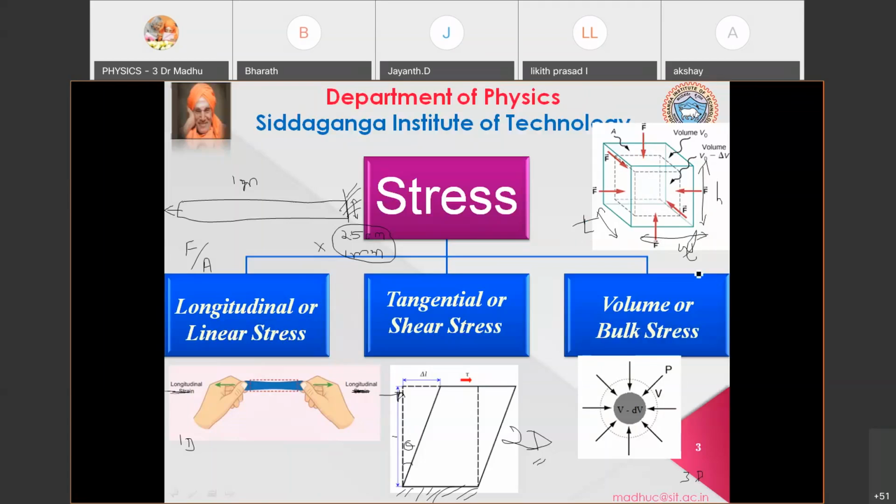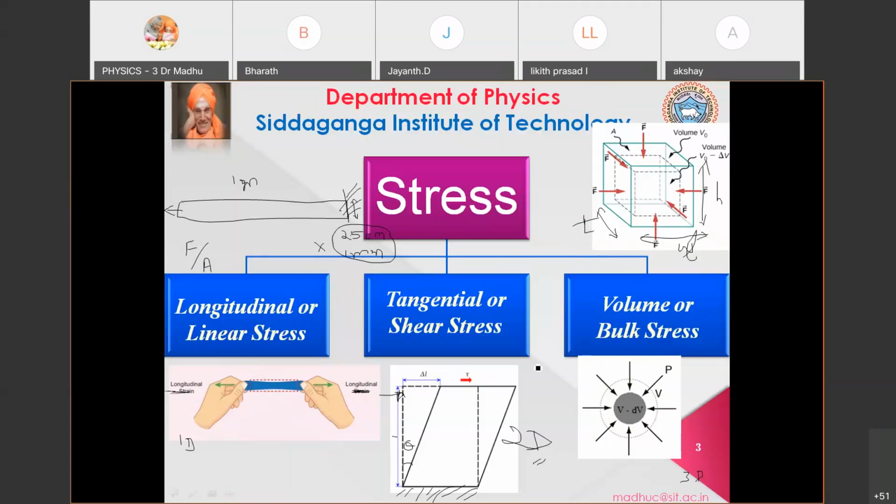So in that case, what happens? There will be uniform displacement on all three sides. This is what we call volume or bulk stress, because it is a complete body stress that we are talking about. This is the third stress that you know. In this case, there will be a change in volume, which means a change in the length, height, and thickness.